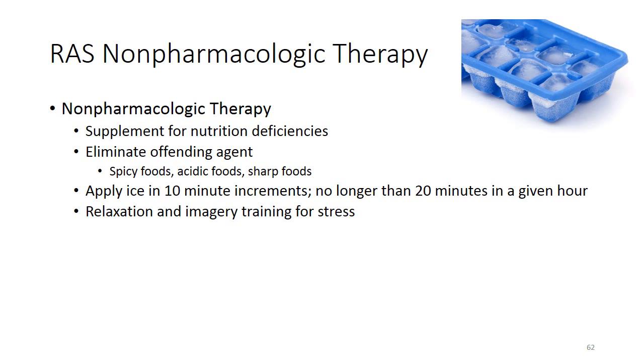Ice may be applied directly to the lesion for temporary relief in 10-minute increments, but no longer than 20 minutes per hour. Heat should be avoided due to risk of spreading infection if present. Because stress can be a factor, relaxation can be effective in reducing ulcer frequency. Silver nitrate should not be used on lesions. It is not effective and may stain teeth and damage healthy tissue.